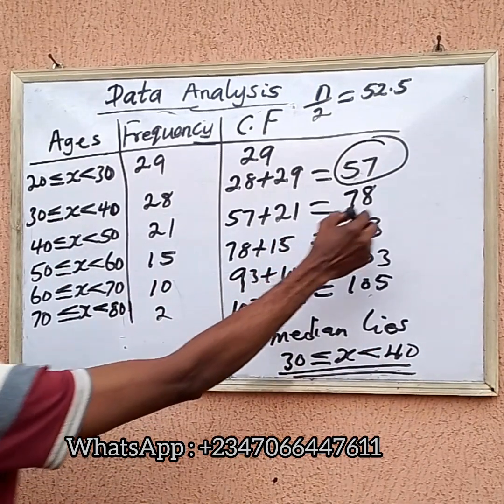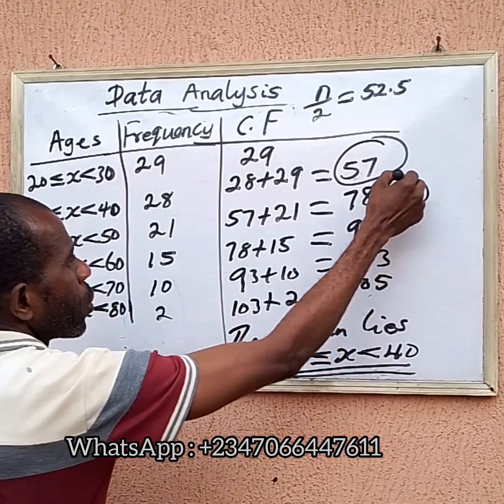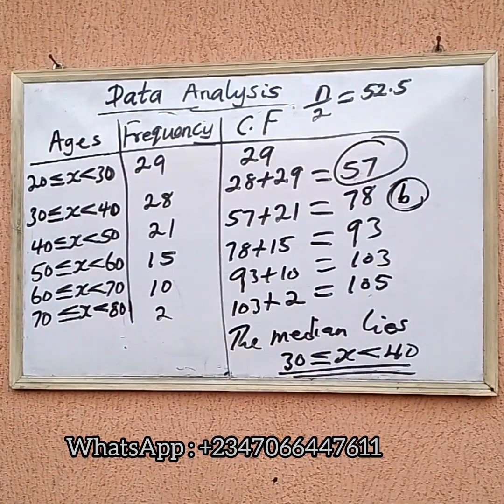So that is for question B. We just calculated question B. Then let us move to question C. Question C says, estimate the mean age. We are still going to make use of the information we have on the board here. Because of space, I'm trying to manage the space. We will estimate the mean age.